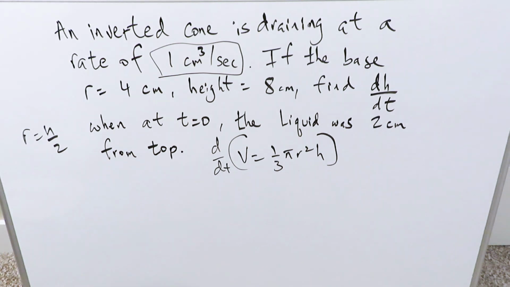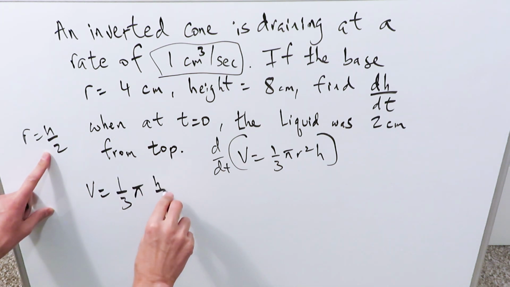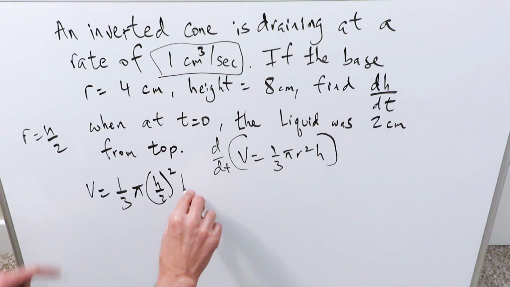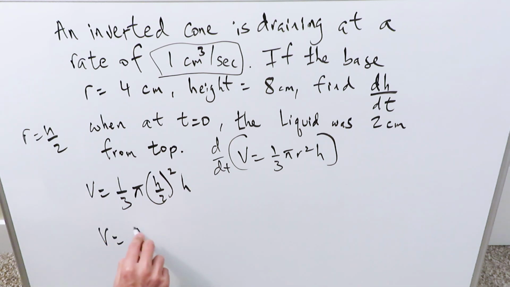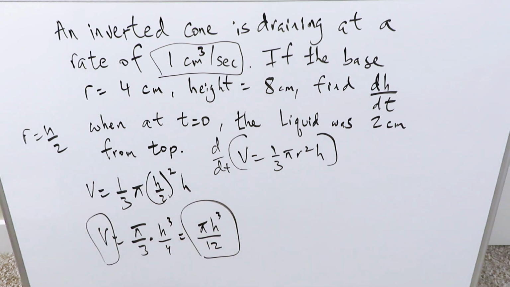When I look here at the volume formula, I have volume is equal to 1 over 3 pi radius, which is now h over 2, but it's squared, and then h. Volume is equal to pi over 3, I have h cubed over 4. Bring everything together, you'll have volume is equal to pi h cubed over 12. This is now expressing the volume of a cone, getting rid of the radius variable. Everything here is with regards to volume and height.